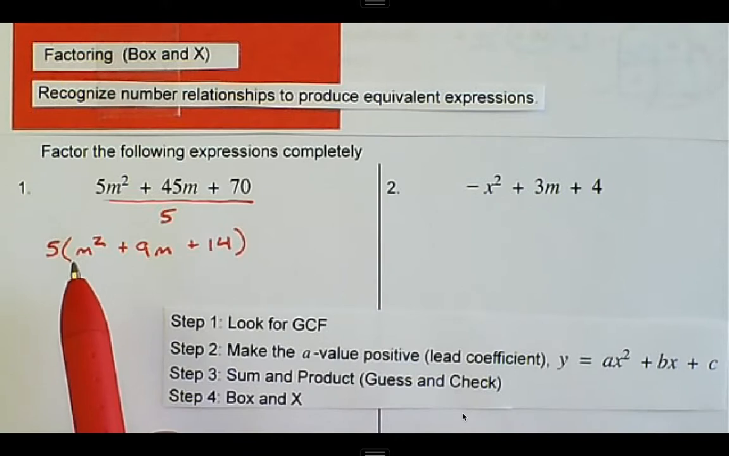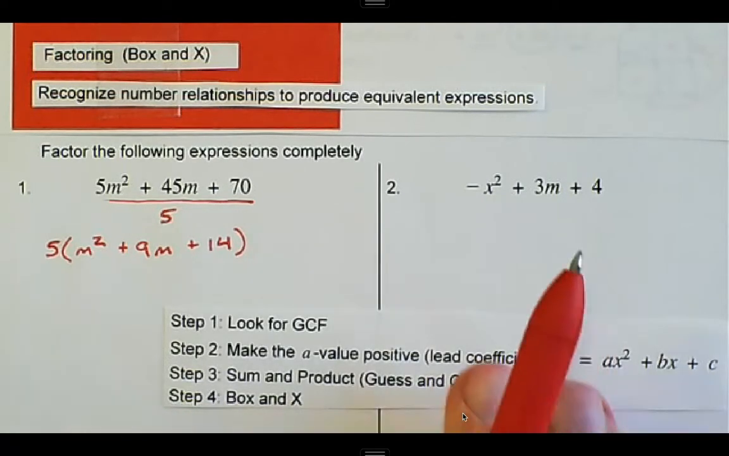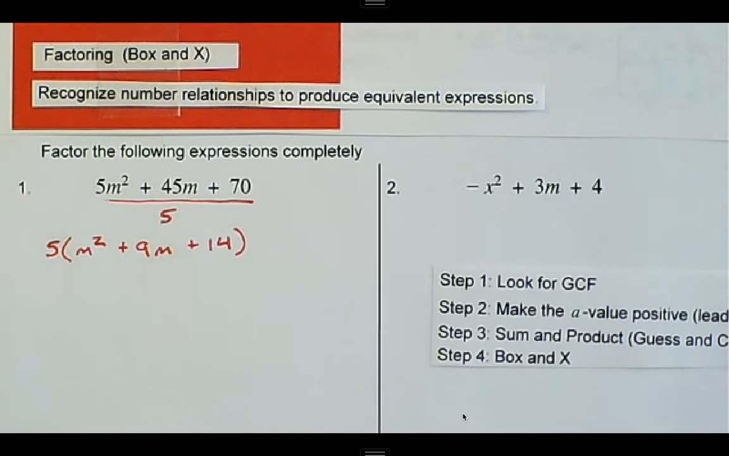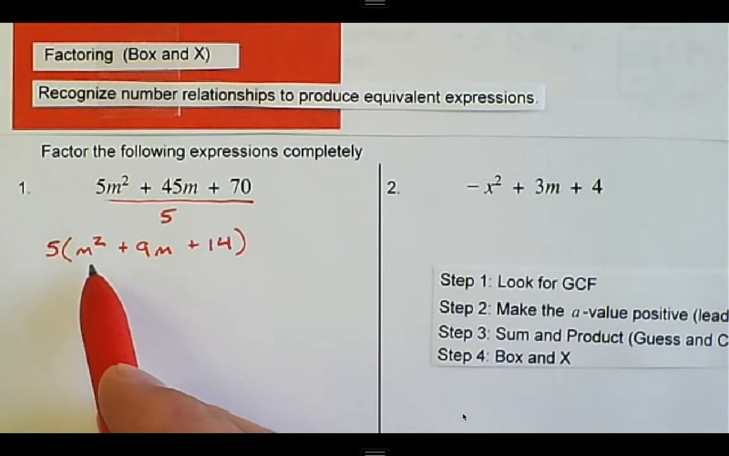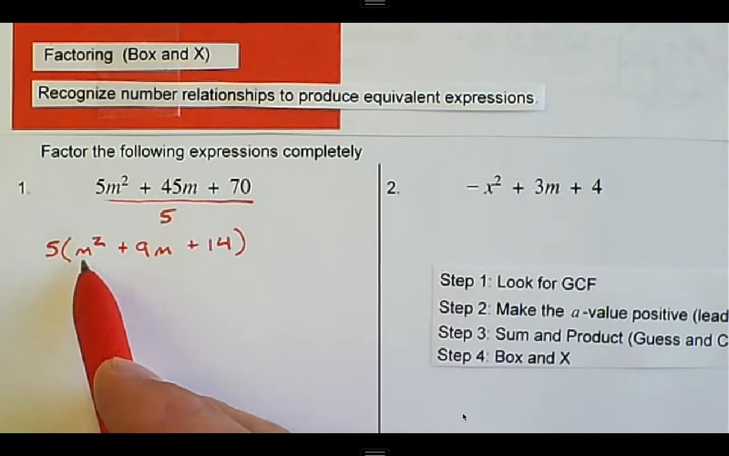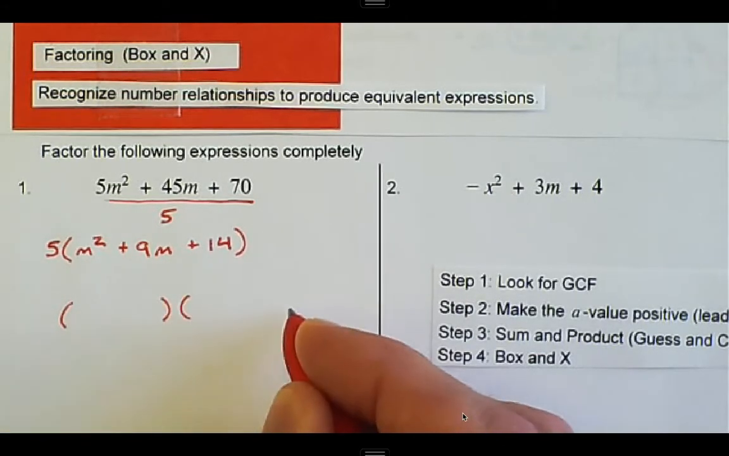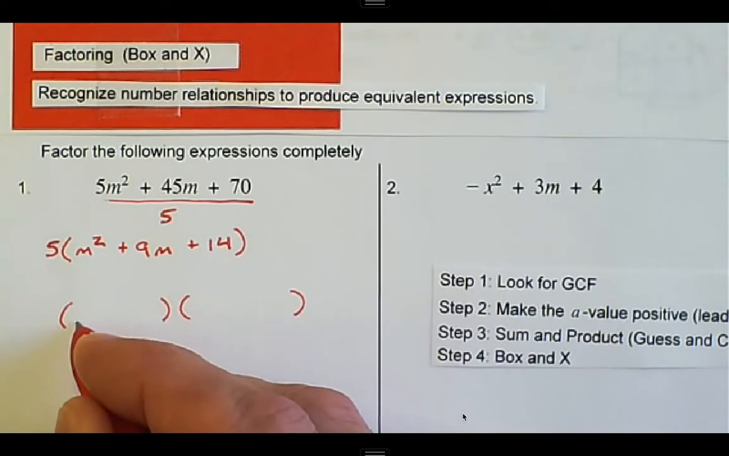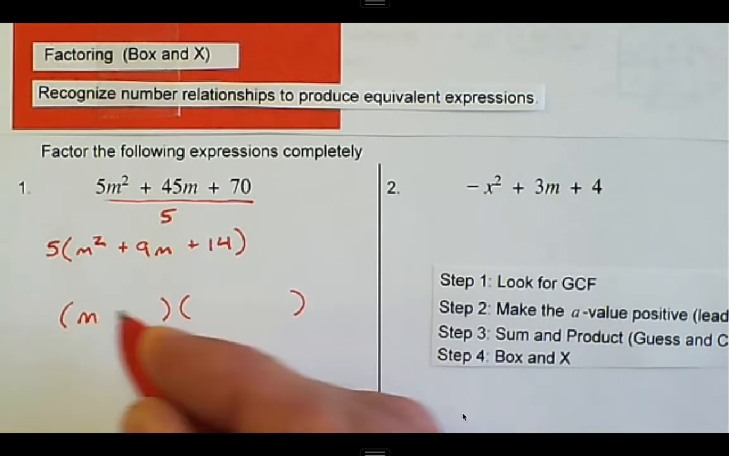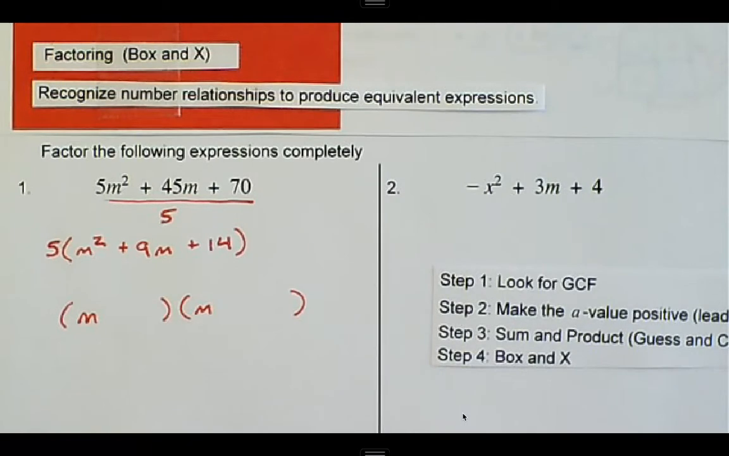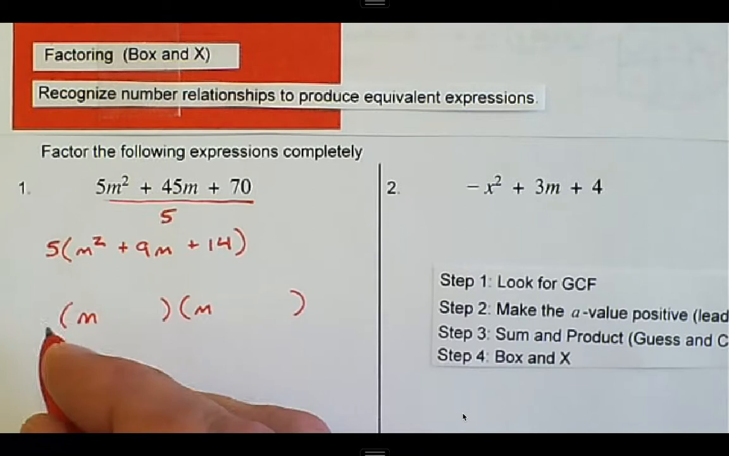So in this case, we do have a positive a value, which is 1. And then the next thing we can do is look for the sum and product, or basically just guess and check. The only numbers that are going to multiply to m squared are m and m. So the first term of the first binomial has to be m, and the first term of the second binomial also has to be m. And then we have our 5.